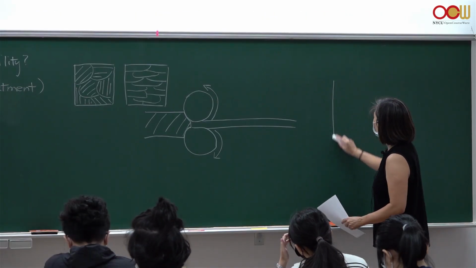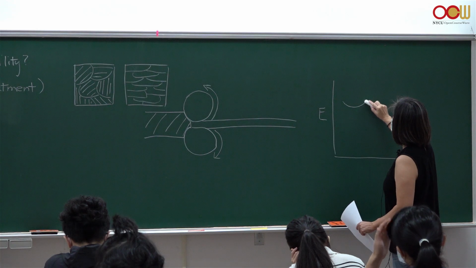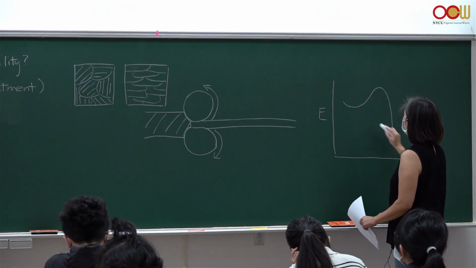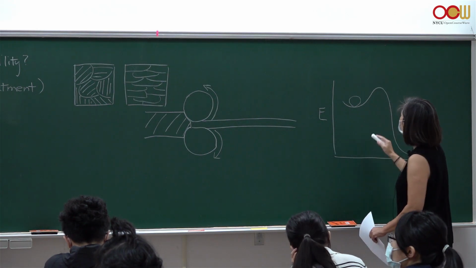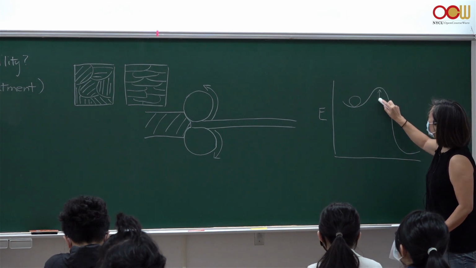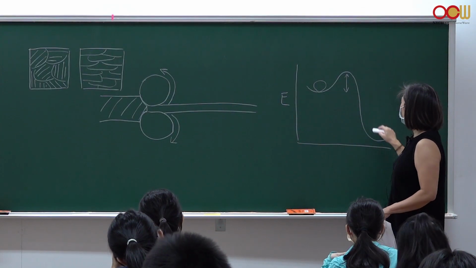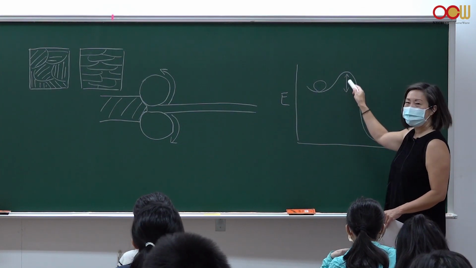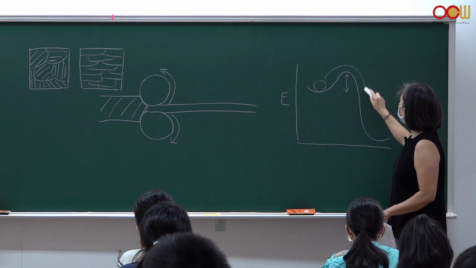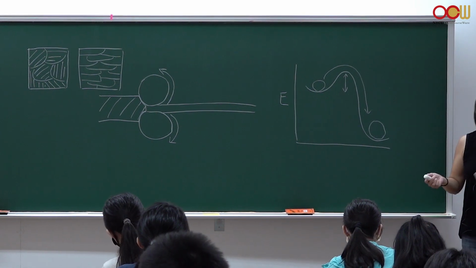So you can think of it like energy. This is a high energy state, lower energy state. So your atom is here. It wants to go to a lower energy state, but there's some energy barrier. And so it can't go to this lower energy state unless you give it enough energy to overcome the energy barrier to get to the lower energy state.